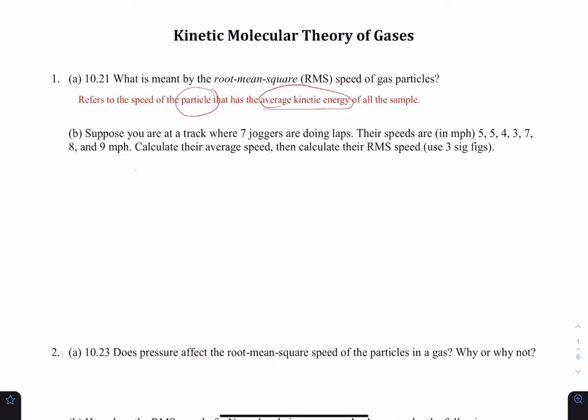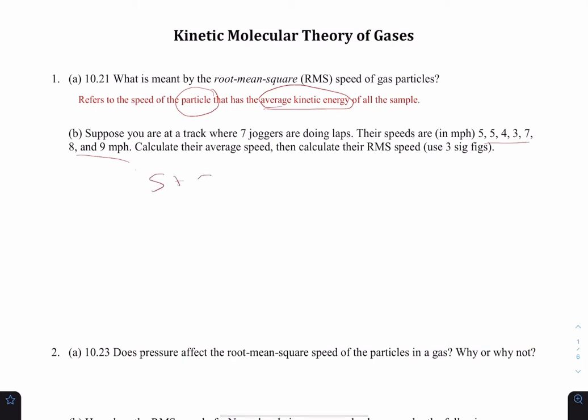Okay, part B says, suppose you are at a track where 7 joggers are doing laps. Their speeds in miles per hour are 5, 5, 4, 3, 7, 8, and 9 miles per hour. Calculate their average speed, then calculate their RMS speed, and use 3 sig figs. Hopefully you know how to do the average speed. That's pretty easy. You're just going to add them up, right?